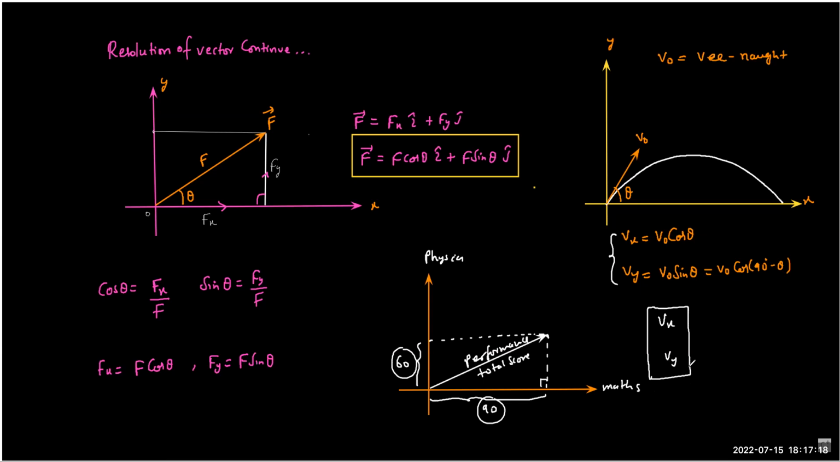So how to find V naught from here? Tell me, guys. How to get V naught back? Come on. If it's the Pythagoras theorem, it should be root of Vx square plus Vy square. Exactly. That's the correct answer. So given the components, we can recreate the vector by squaring and adding, and that is the benefit of being mutually perpendicular.